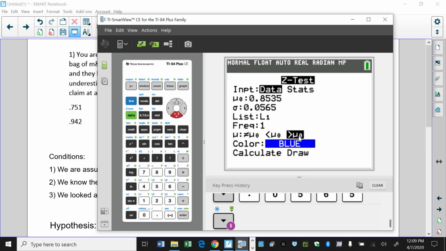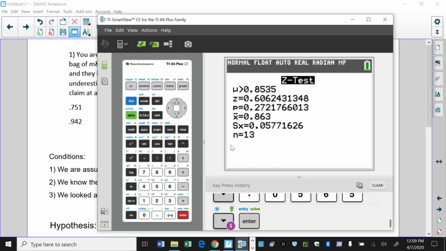We want to show that it's greater, because ours was 0.8635 from the problem. We want to show it's greater. Then you hit the calculate button. This is what they're looking for, and you notice here it gives you a p-value of 0.27.